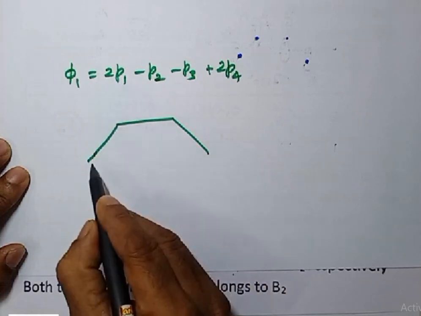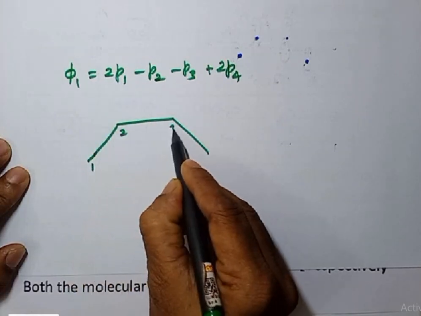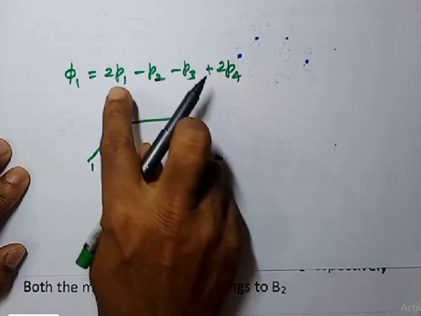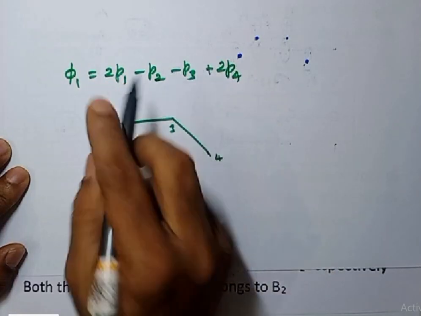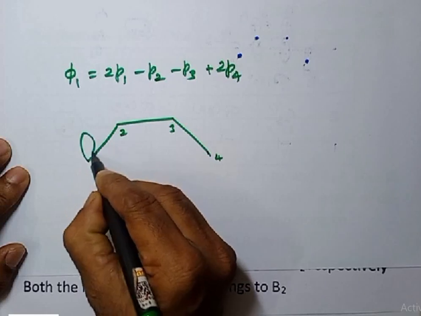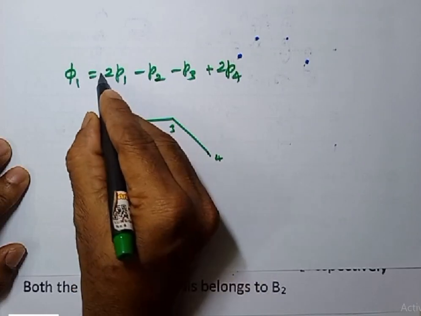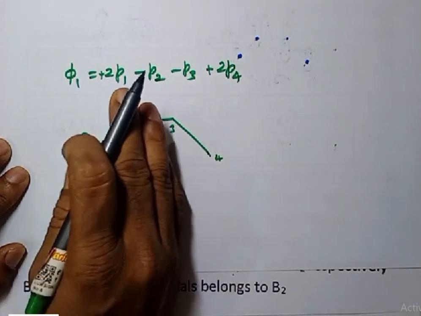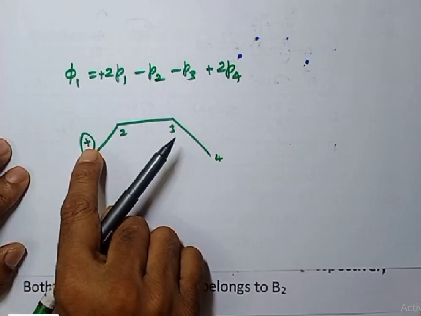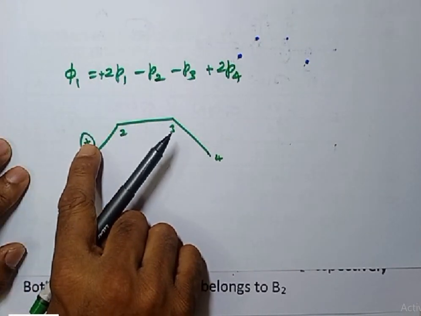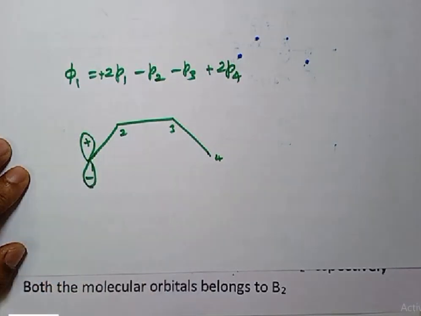Now this is atom 1, this atom 2, this atom 3, this atom 4. In atom 1, this p orbital contributes more. So draw the p orbital in larger size. And since we have a positive sign in front, suppose I keep the upper lobe positive and the lower lobe negative.